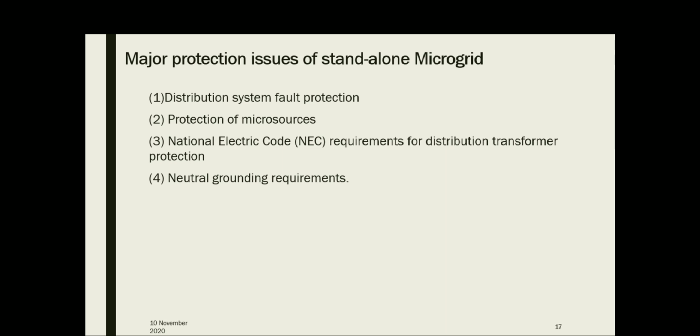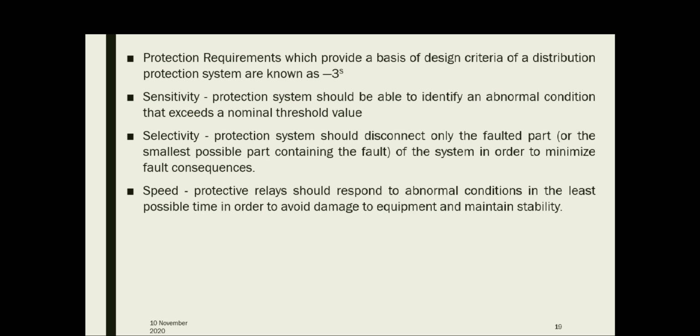Assuming a proper separation of the microgrid at the point of common coupling, they are listed as: first, distribution system fault protection; second, protection of microsources; third, National Electric Code requirement for distribution transformer protection; and fourth, the neutral grounding requirements.